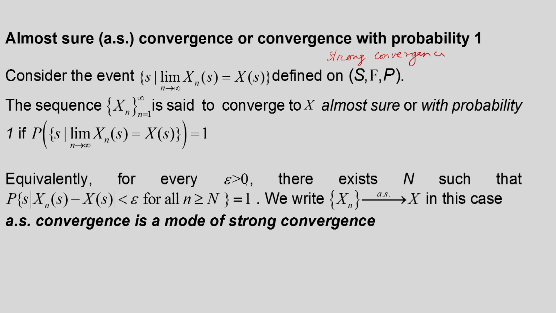Equivalently, for every epsilon greater than 0, there exists N such that the probability of this event is less than epsilon for all n greater than N. This is the event we are considering, that is s such that mod of xn(s) minus x(s) is less than epsilon for all n greater than a certain N. Corresponding to each epsilon we get a big N, and where this convergence takes place for all n greater than or equal to N, that probability is equal to 1. We write xn converges to x almost sure. This is the symbol we use. As I have told, this is a mode of strong convergence.